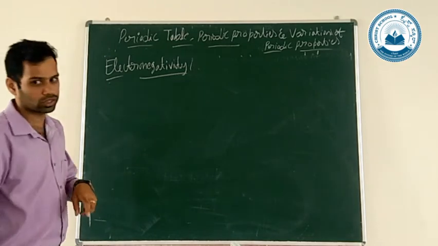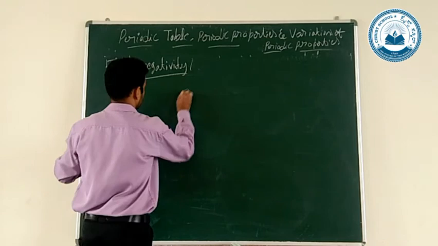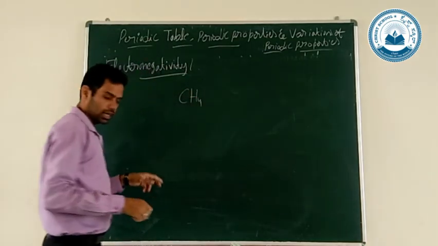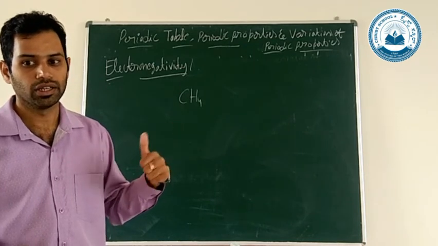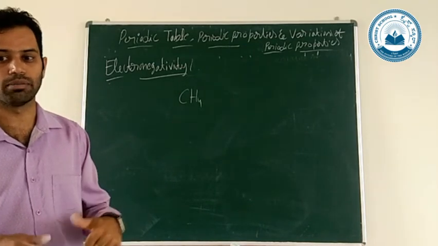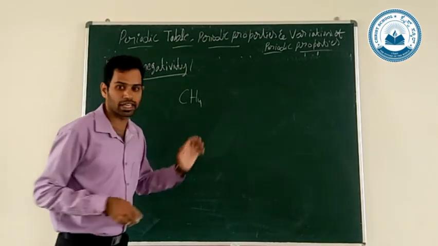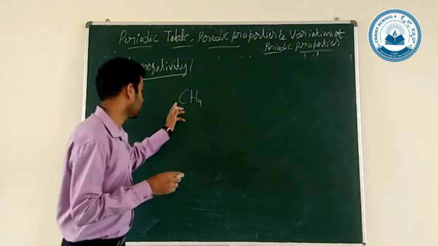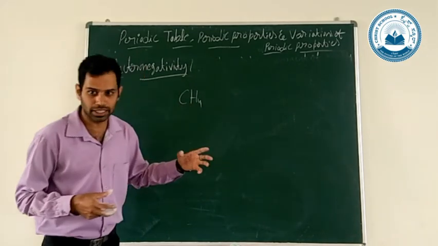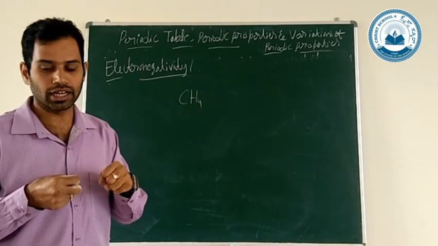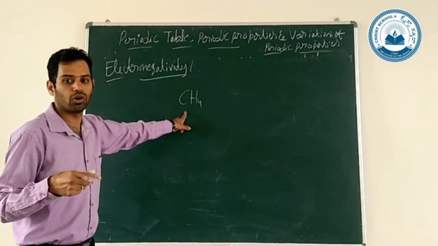Example, we know methane. What is the molecular formula? Methane, CH4. Which type of bond is it? Sharing. It is a covalent bond. How is carbon sharing electrons with hydrogen? Carbon has the capacity to attract the electrons of hydrogen towards itself. Then only it will form the compound methane.